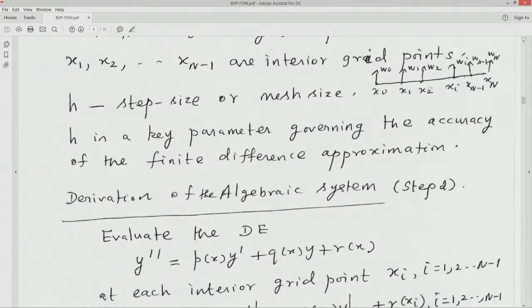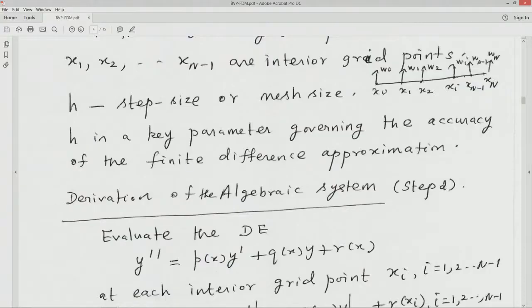At each of these points xi, the exact solution is y of xi, which we denote by yi, and the approximation to this exact solution is denoted by wi. Wi is an approximation to the exact solution at the point xi, namely it is an approximation to y of xi, which we denote by yi. And what is this h? H is the step size or the mesh size, and h plays a vital role, namely it is a key parameter which governs the accuracy of the finite difference method.